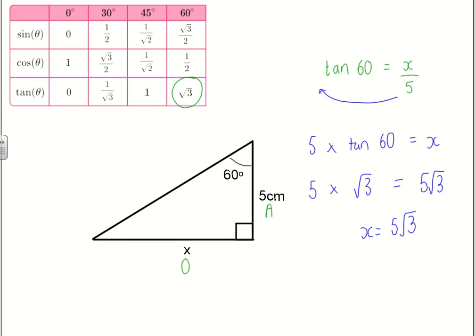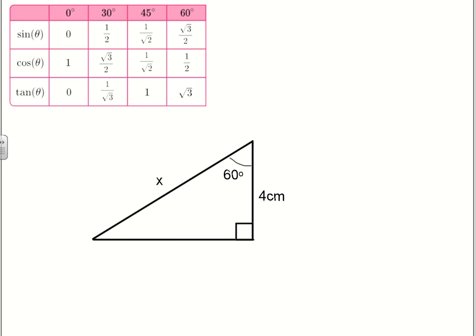Okay, and you can't do anything with that, it just is 5 root 3. So if you want to, pause the video and have a go at this one first, see if you get the same as me. This time we're working with a hypotenuse, which is our x, our missing value, and an adjacent. So this is a cos question. A little bit different this time though.